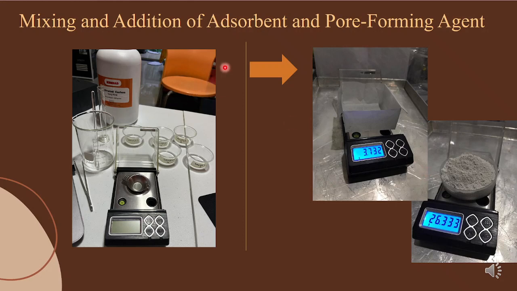So here in the mixing and addition of adsorbent, the one we use is already, according to Miss Chelsea, thermally dehydroxylated, no? So we are going to mix, and the addition of sorbent means we are going to mix the activated carbon, because activated carbon is the sorbent, and the pore forming agent, which is the starch, or the polymer starch. And why do we add a pore forming agent?